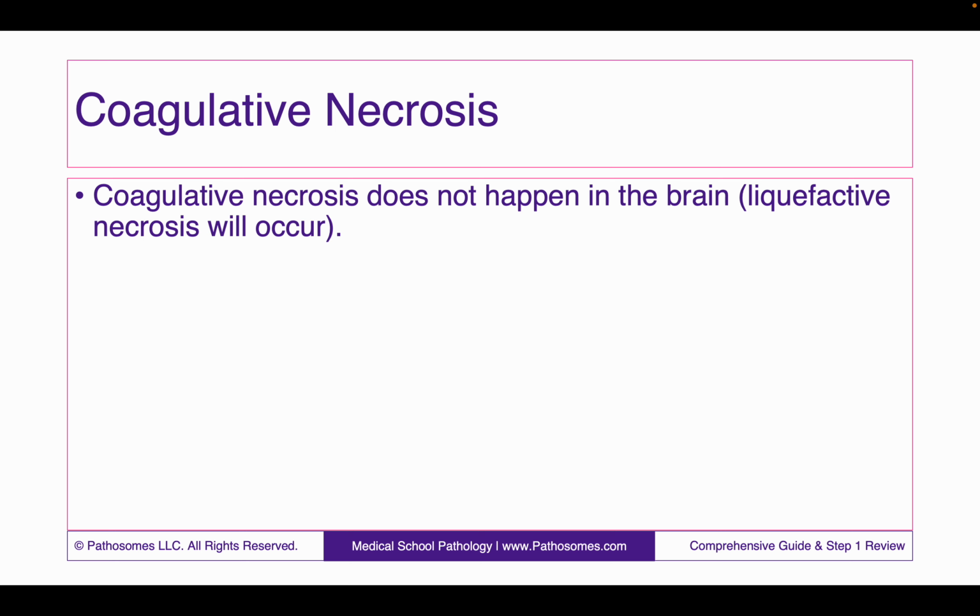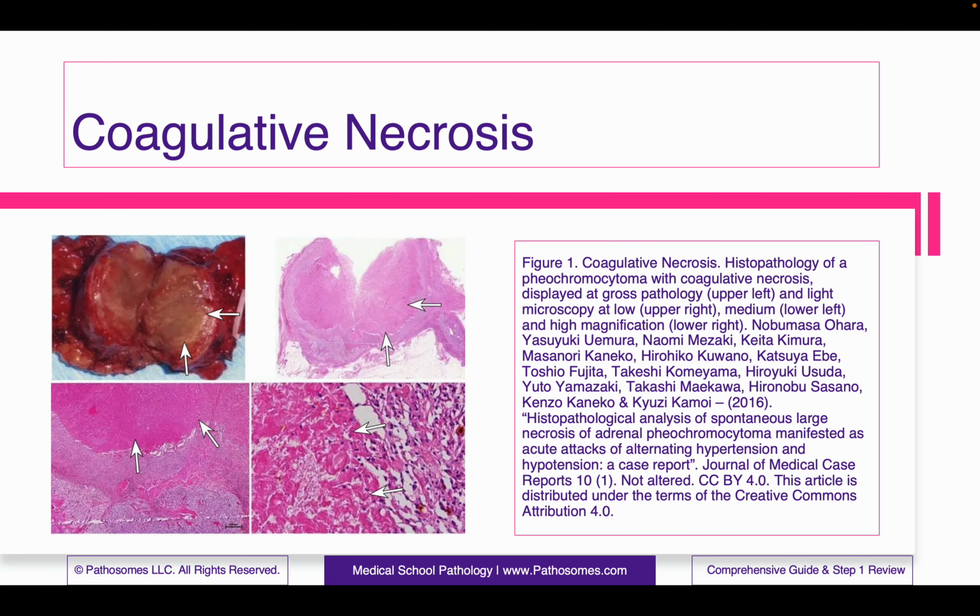Now, coagulative necrosis does not happen in the brain. Liquefactive necrosis will occur in the brain. Here's an example of coagulative necrosis. We can recognize the histopathology here, top left. You have a gross image, and the remainder, specifically the top right, shows a lack of nuclei. Bottom left, at higher power, you don't really see too many nuclei. Coagulative necrosis.